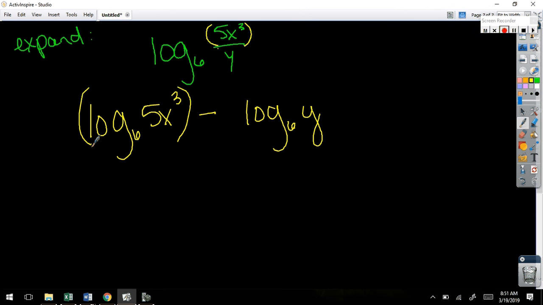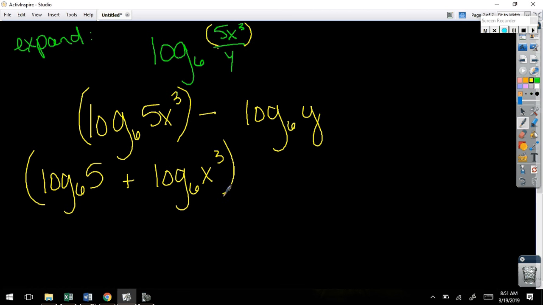So now the question is, do I bring the 3 around front first, or do I split the 5 and x cubed up? Split the 5 and x cubed up, because there's no parentheses around the 5 and the x, right? The cubed is only going to the x. So now I have log base 6 of 5 plus log base 6 of x cubed. All that was the numerator, right? Minus log base 6.